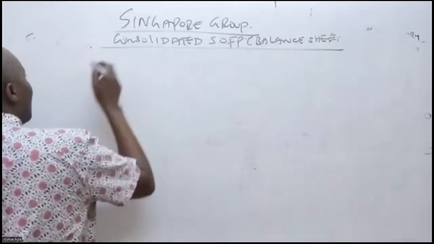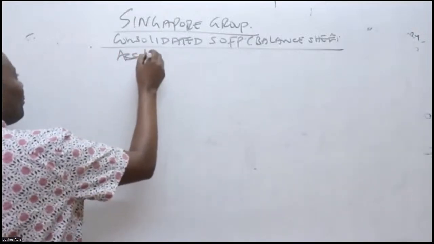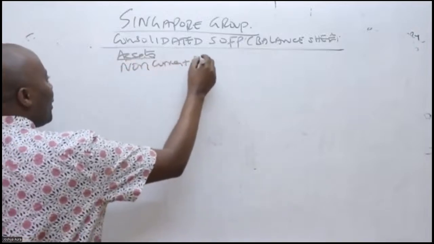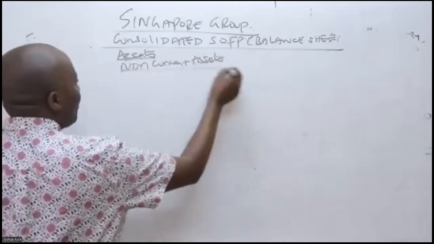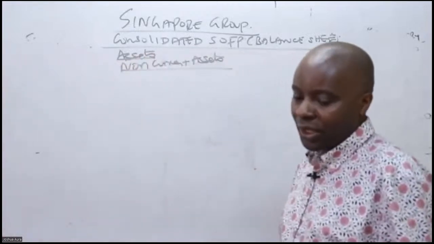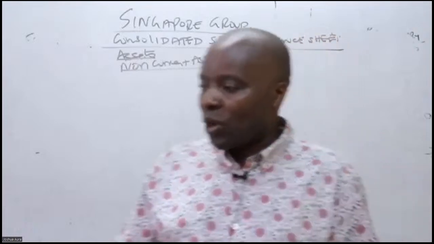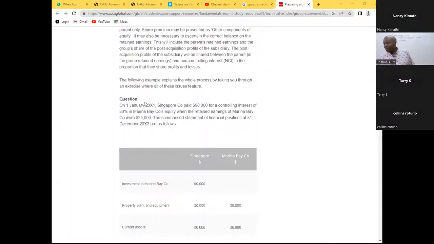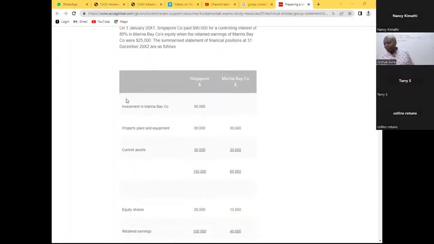So we start with assets, and assets, we normally start with non-current assets. So you basically follow whatever you have here. These are the non-current assets. You see, the first non-current asset is what we call a subsidiary. So an investment in Marina is our subsidiary.